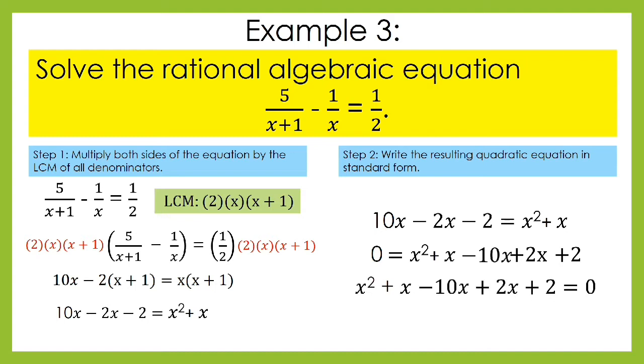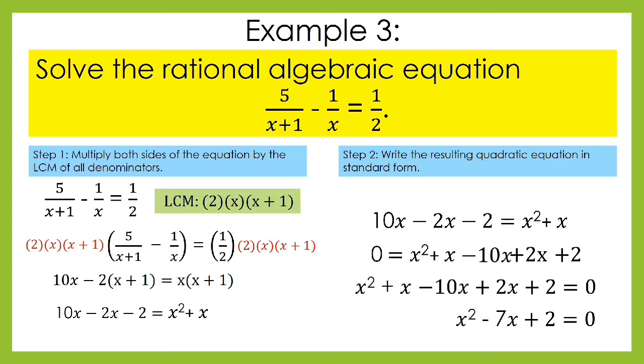I-apply natin yung symmetric property. Si 0, nilipat natin sa right side, at itong nasa right side, inilipat natin sa left side. And then, let's simplify. X squared, we copy x squared. X minus 10x plus 2x is equal to negative 7x. And then, plus 2 equals 0. Ayan. Nakuha na natin, na-transform na natin into standard form. This is the standard form of our rational algebraic equation.